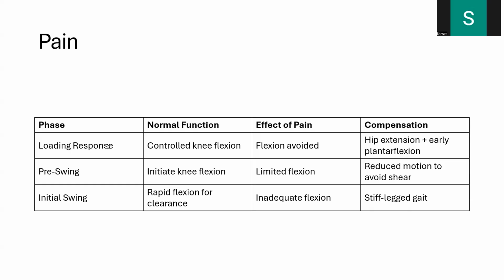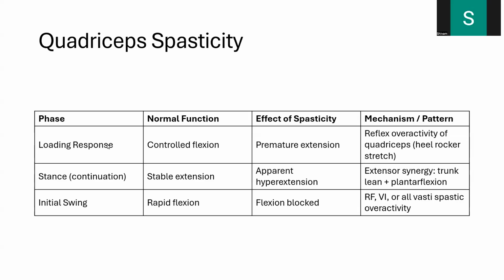In initial swing, we know that rapid flexion is required for clearance of the toe. So here the goal is to reduce the pain from rapid flexion acceleration. A passive range of motion may be normal on examination, but the functional arc is always reduced during gait. So this gives us the stiff leg gait. The patient will try not to move the knee at all and keep it in a fixed position. One more pathology is quadriceps spasticity.